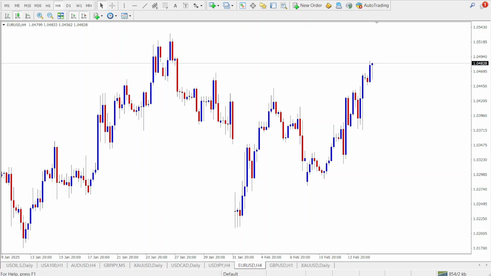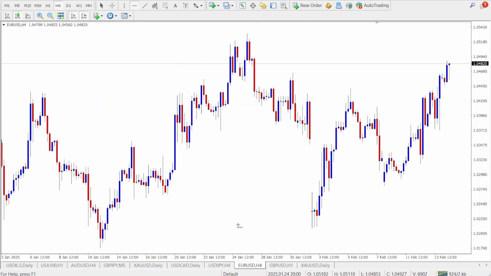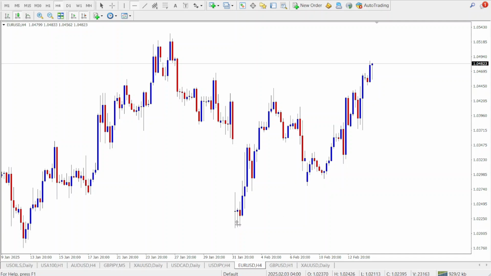Now, the break and retest strategy is a simple yet highly effective way to enter high probability trades. It works by identifying key levels of support and resistance. Remember, we've talked about support and resistance before in previous videos.